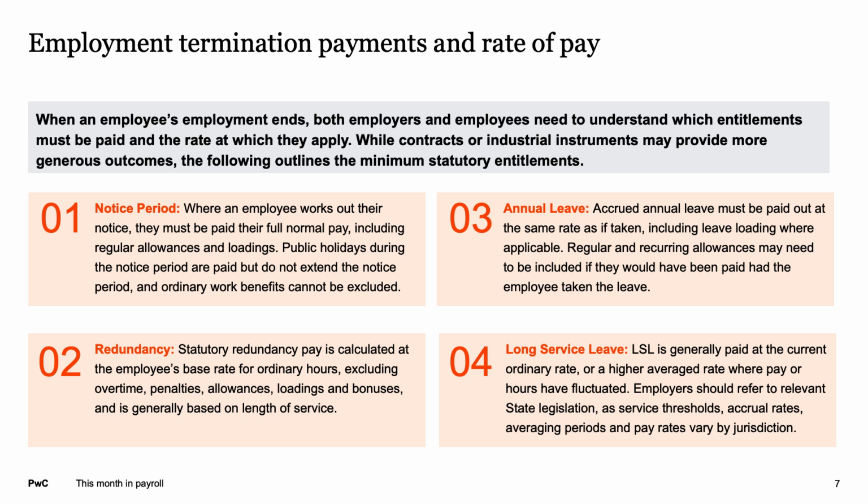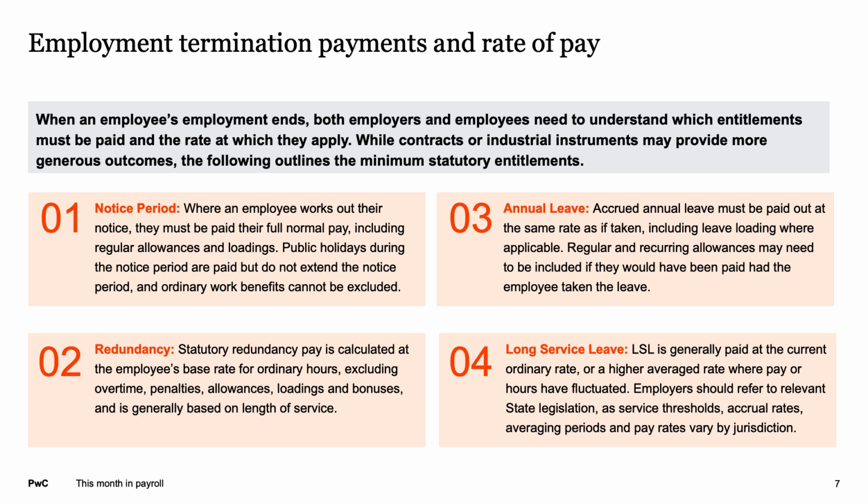Where an employee works during the notice period, the employee must be paid their full normal pay, including regular allowances and loadings. Public holidays during this time are paid but do not extend the notice period. Employers cannot exclude ordinary work benefits. Where there is a redundancy, statutory redundancy pay is paid at the employee's base rate for ordinary hours, excluding overtime, penalties, allowances, loadings, and bonuses, and it's usually based on the length of service.